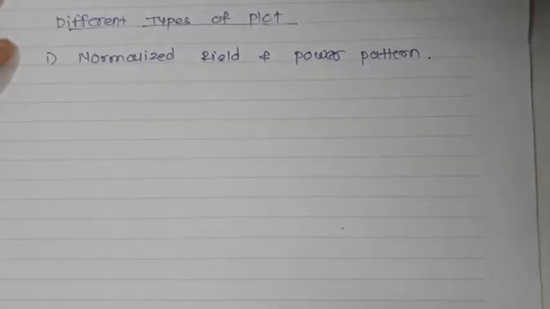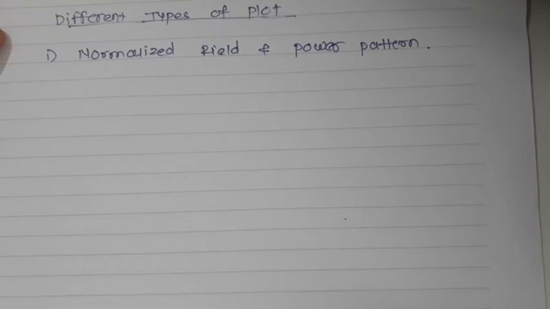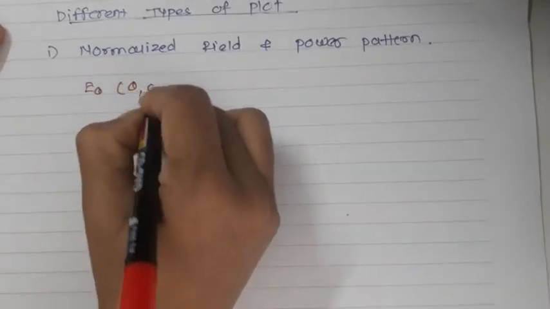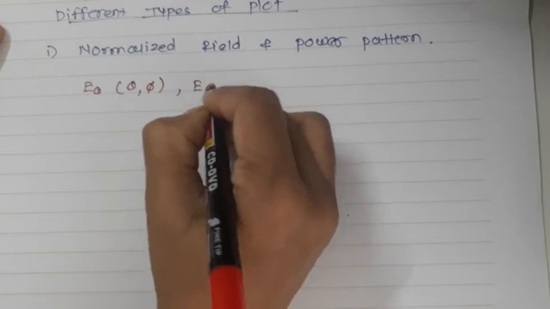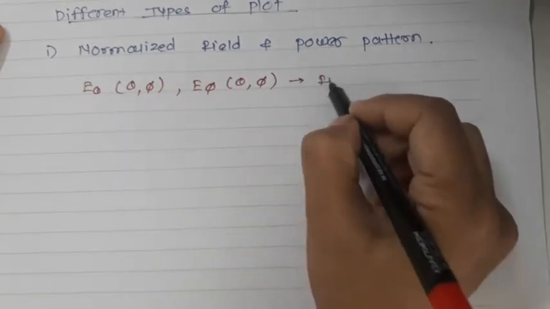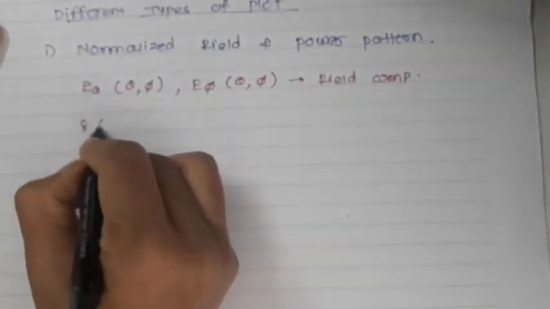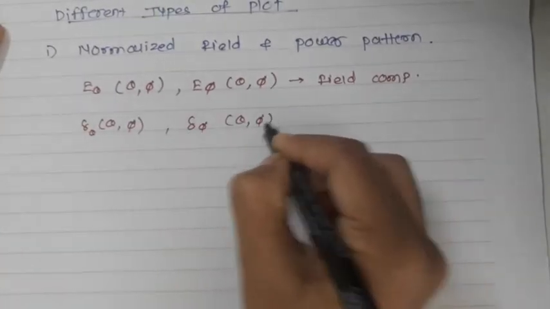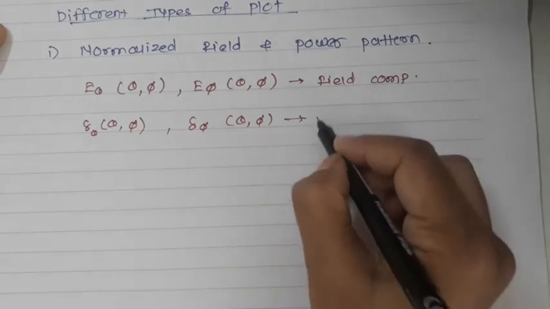In general, the pattern can be obtained for the field components and the phase components. The field components are E theta phi, that is, in the theta and phi directions, E theta and E phi. The phase components are del theta phi, or del phi and theta phi.